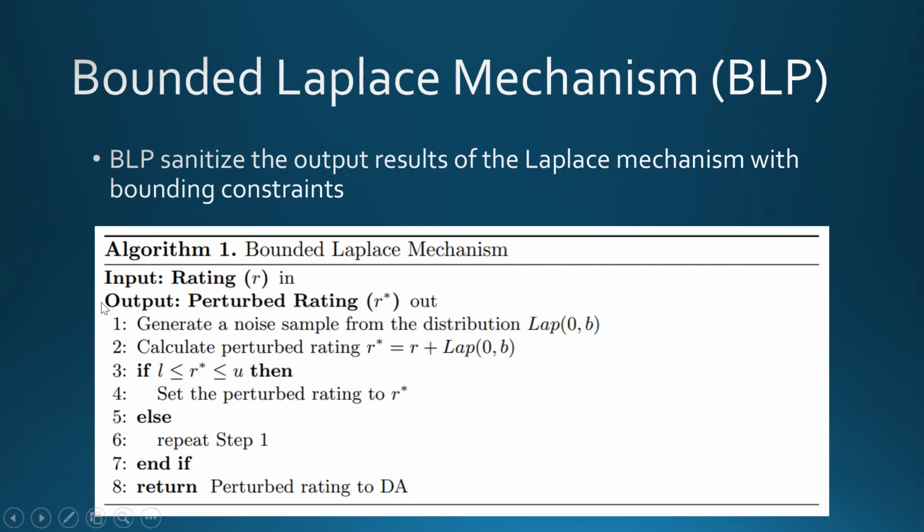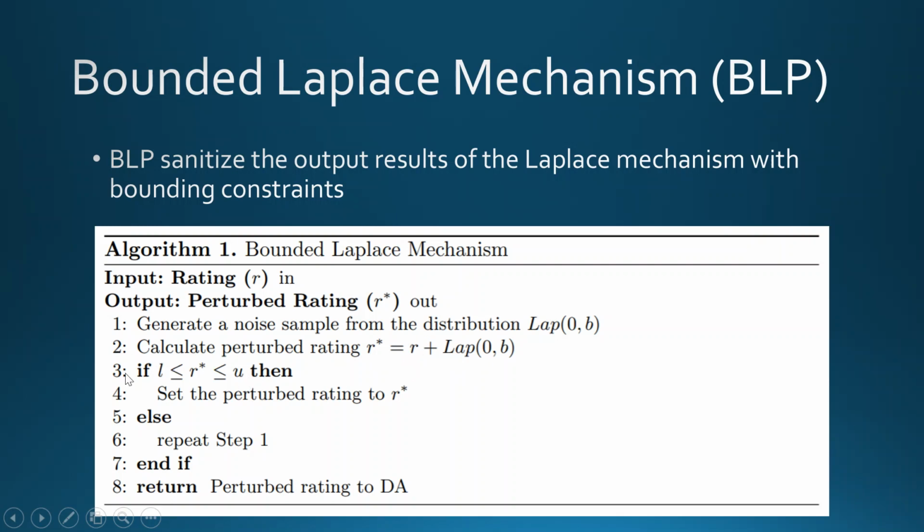I'll go through the algorithm first. The input for the bounded Laplace mechanism is the original rating, and the output is the perturbed rating. When the user enters the original rating, the bounded Laplace mechanism first generates a noise sample from the Laplace distribution which has mean mu 0 and scale b. Then it calculates the perturbed rating by adding the generated noise to the original rating.